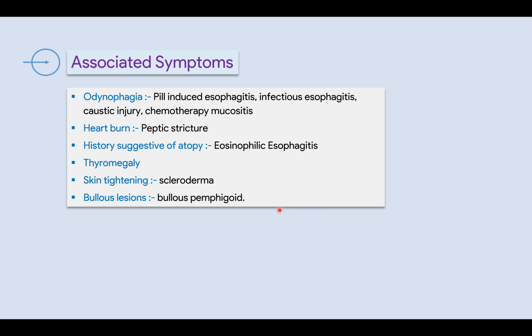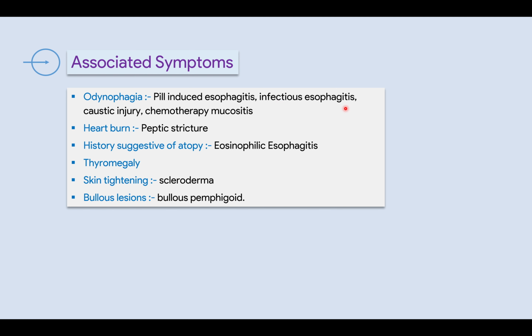So what are the associated symptoms because of this esophageal dysphagia? There is something called odynophagia. As I mentioned, what do you mean by odynophagia? The pain while swallowing. So what are the causes which can cause this odynophagia? One thing is pill-induced esophagitis. What do you mean by pill-induced esophagitis? That means a person who takes a pill and does not take adequate water along with the pill. There are certain drugs like doxycycline, iron tablets, which need to be gulped down with a full glass of water. If it's not gulped down with a full glass of water, it might get stuck in the esophagus and may cause a local ulcer, which can lead to dysphagia or odynophagia.